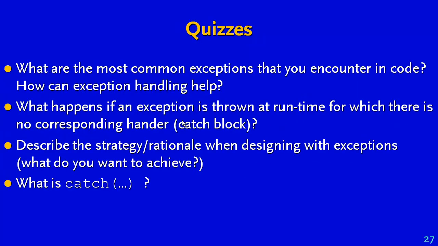Quiz: what are the most common exceptions that you encounter in your code? Just think about it. What are the things which go wrong in your code which really annoy you, and how would exception handling help? What happens if an exception is thrown at runtime for which there is no corresponding catch block or handler? It's difficult to say yet, but when you're developing applications, how would you employ exception handling? When would you do it? What's the strategy? What kinds of exception would you want to check, and which would you not check? And what's catch? Okay, that's a catch question.